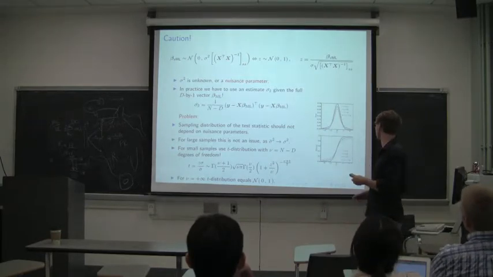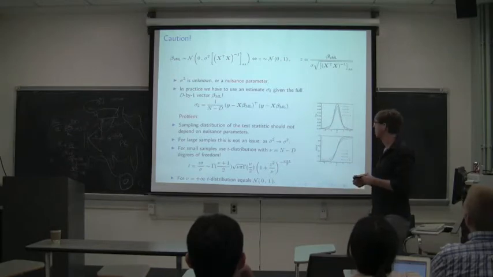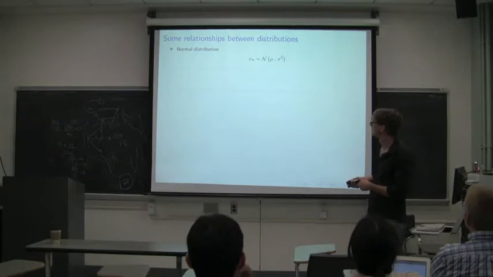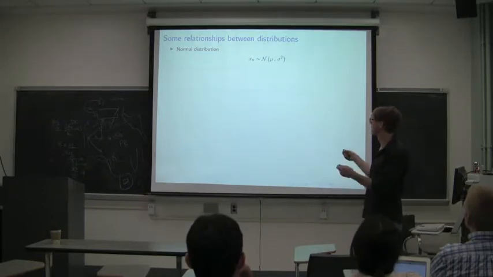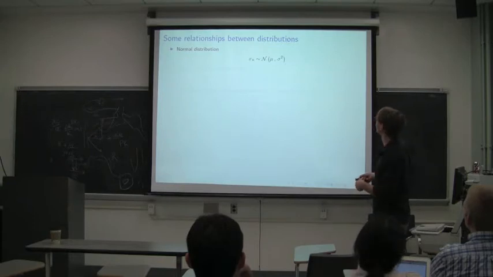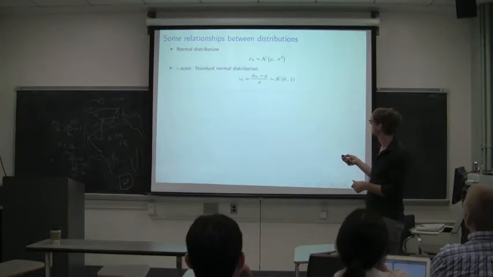Otherwise, it looks very similar to a Gaussian. And this doesn't look very magical. There are basically some simple relationships between these distributions. Say x is a normally distributed variable, then basically z scores.